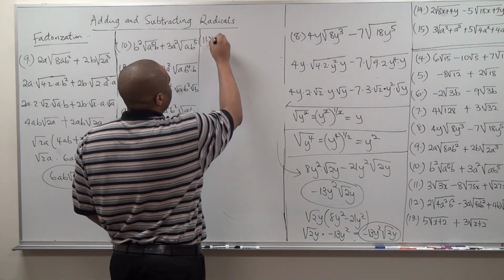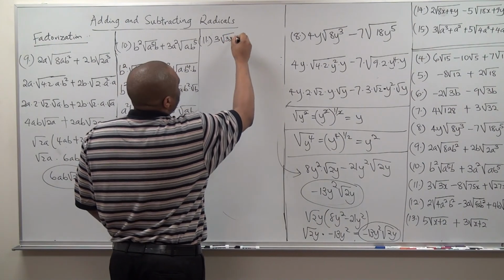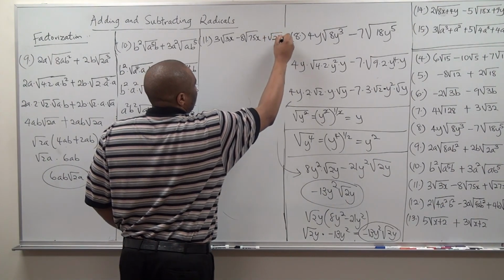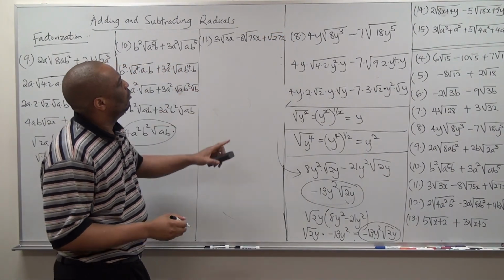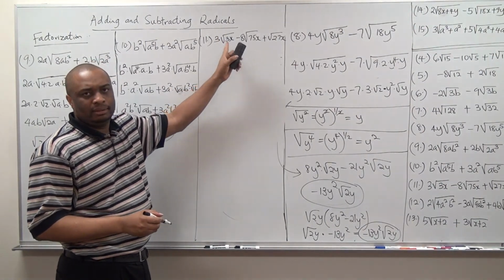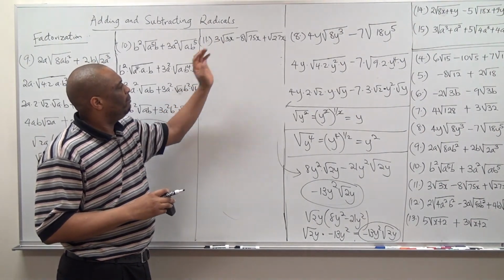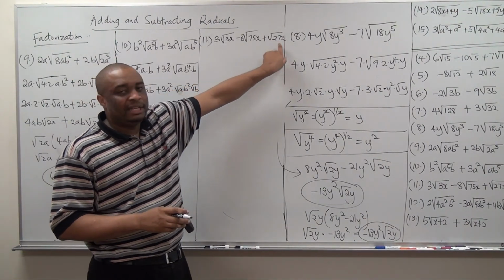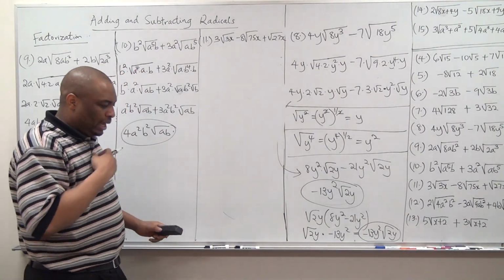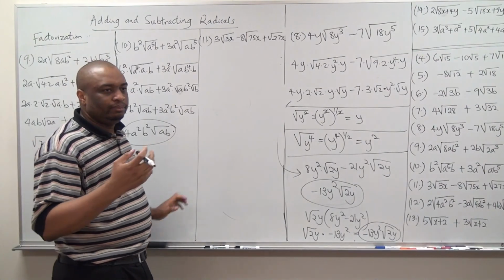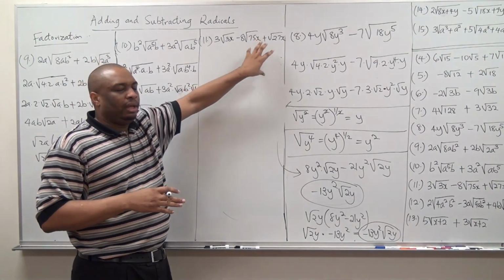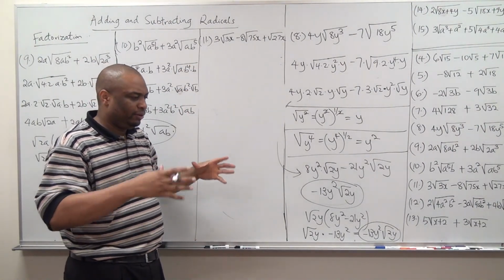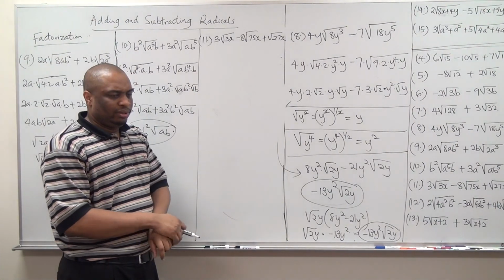Number 11 is critical. 3 square root of 3x minus 8 square root of 75x plus square root of 27x. Okay, can we simplify 3x? No, we can't. 3 is a prime number, and for x we can't. The 75 is not a prime number. 27 is not a prime number. When you simplify radicals, you simplify the ones that are composites so that you find a perfect square, and that way you simplify it.